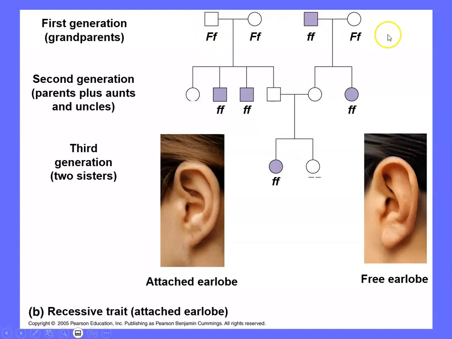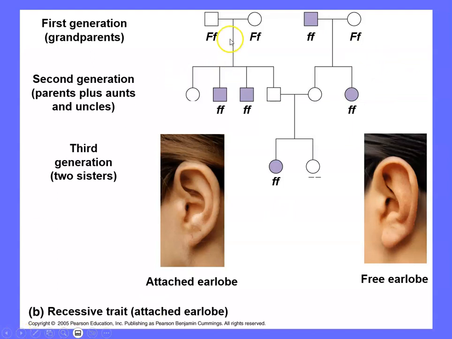So all of the grandparents would be heterozygous for their free earlobes. And that's because if you look at their offspring, if any of their kids have recessive, two lowercase f's, then they would have to be heterozygous parents. One of the parents would have to be heterozygous in order to give their children the recessive allele. So in the first scenario, it's a monohybrid cross because both parents are heterozygous. In the second set of grandparents, one is recessive and one is heterozygous. So these are different than the first one we looked at with the widow's peak.